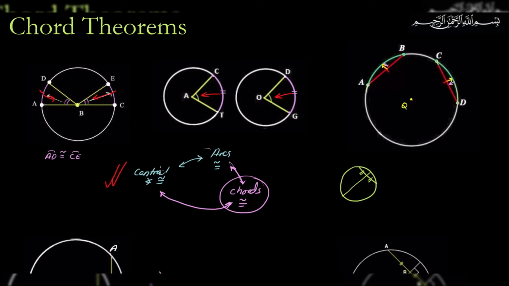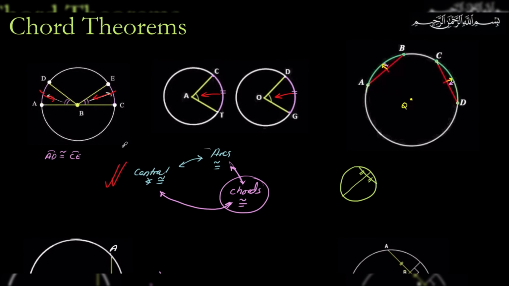First we learned that if two central angles of a circle or of congruent circles are congruent, then their corresponding arcs are congruent. That we learned over here. If two central angles are congruent, then the corresponding arcs are congruent. And the converse of that is also true. If the arcs are congruent, then the central angles are congruent.